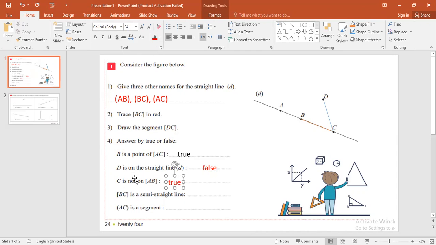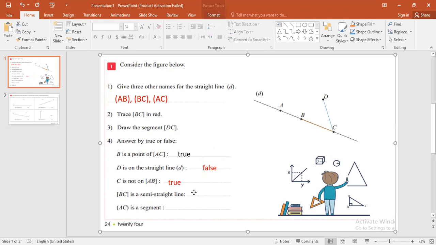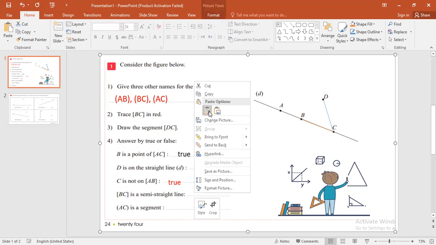Now BC is a semi-straight line. Look, BC has brackets. Is it a semi-straight line? Surely not, because the semi-straight line has a bracket and a parenthesis, so it is false.